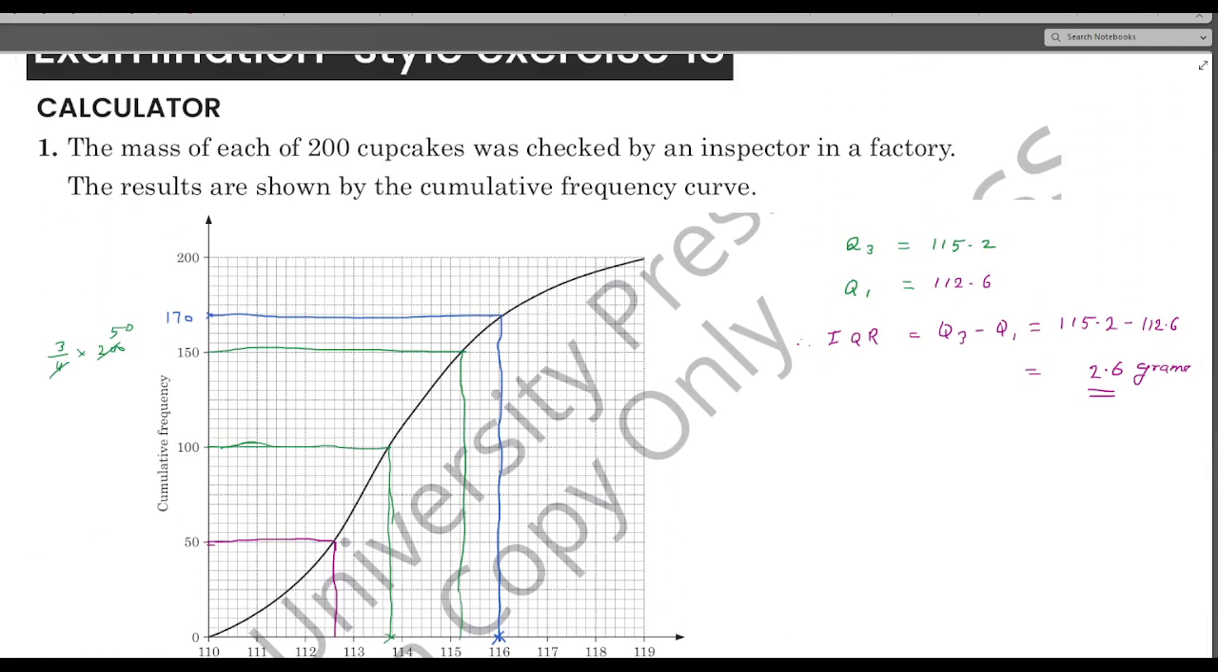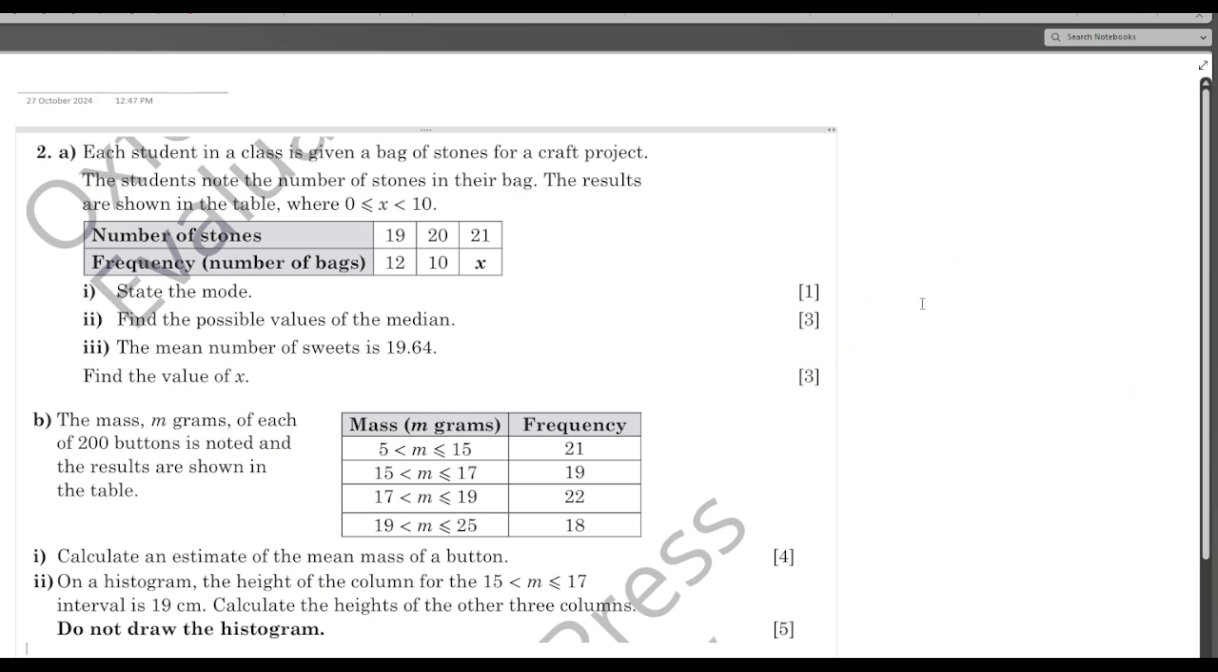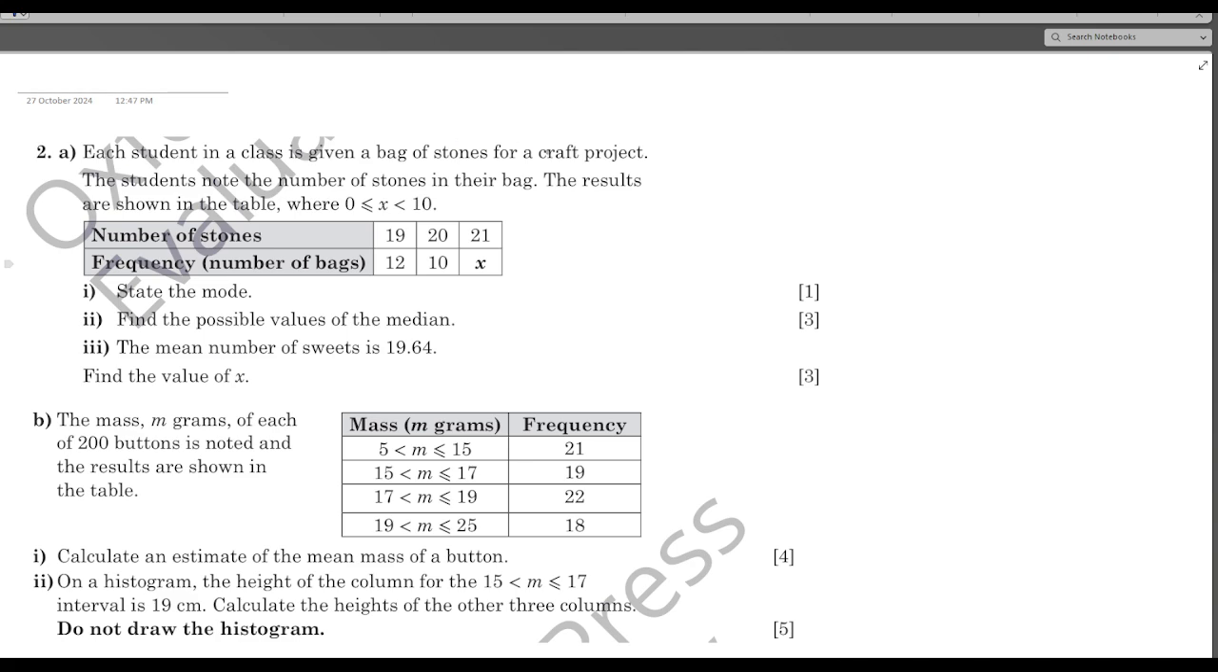Good question. Now the second question. Each student in a class is given a bag of stones for a craft project. The students note the number of stones in their bag. The results are shown in the table where x is greater than or equal to 0 and less than 10. Now state the mode. The mode is the number which repeats the maximum number of times.